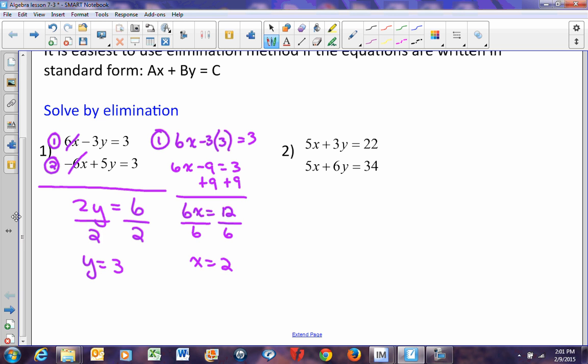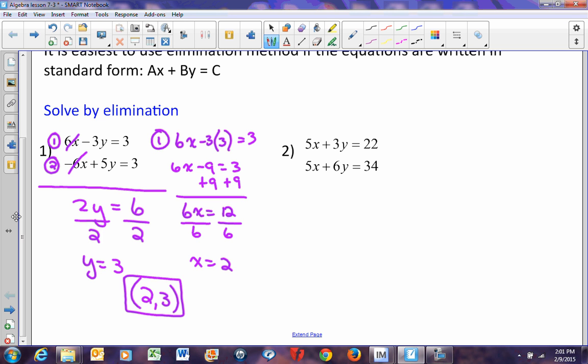And just like our other equations, the solution is always written as an ordered pair. So it's 2, 3. And just like our other types of problem solving, I can substitute that back into my original equations to make sure it makes a true statement. If I substituted 2, 3 into the first equation, I would have 6 times 2 is 12, minus 3 times 3, which is 9, equals 3. That is true, so it works. Into my second equation, negative 6 times 2 is negative 12, plus 5 times 3 is 15. Negative 12 plus 15 is also 3, so it checks.